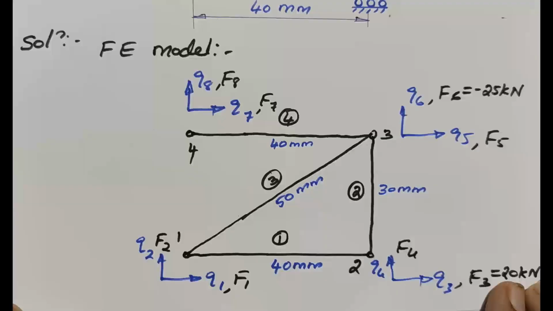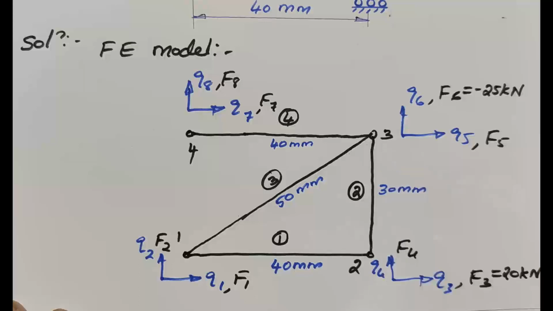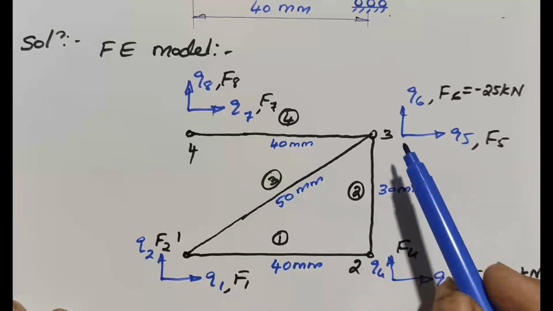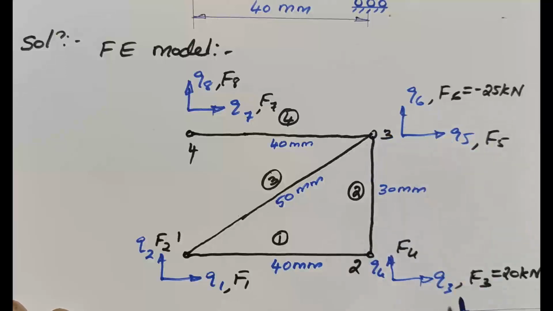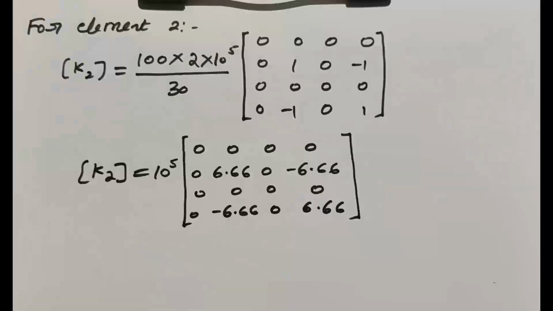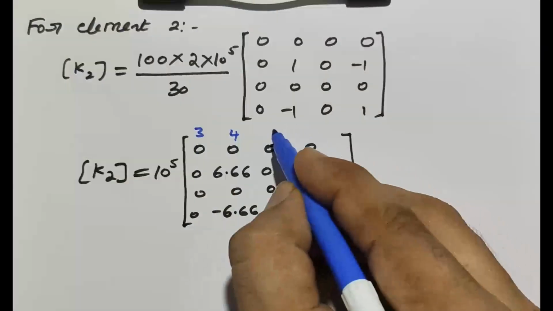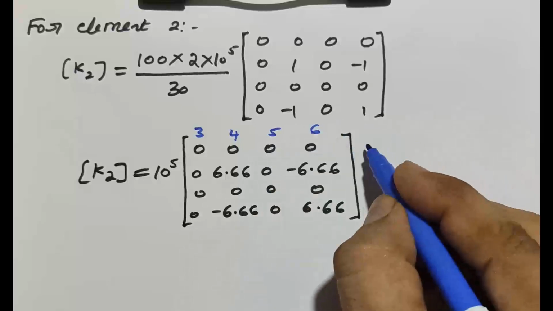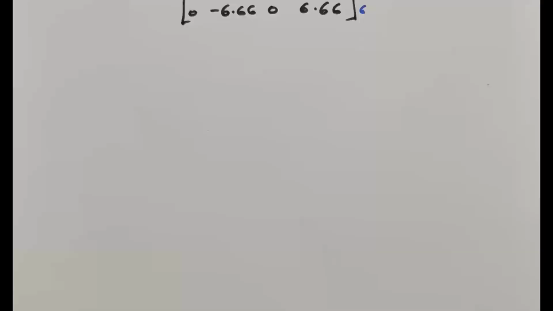Next is numbering. See the FE model. The second element connects node number 2 to 3. At 2, the nodal displacements are Q3, Q4, and at 3 they are Q5, Q6. So the numbering will be 3, 4, 5, 6. Numbering is 3, 4, 5, 6. Here also 3, 4, 5, 6.